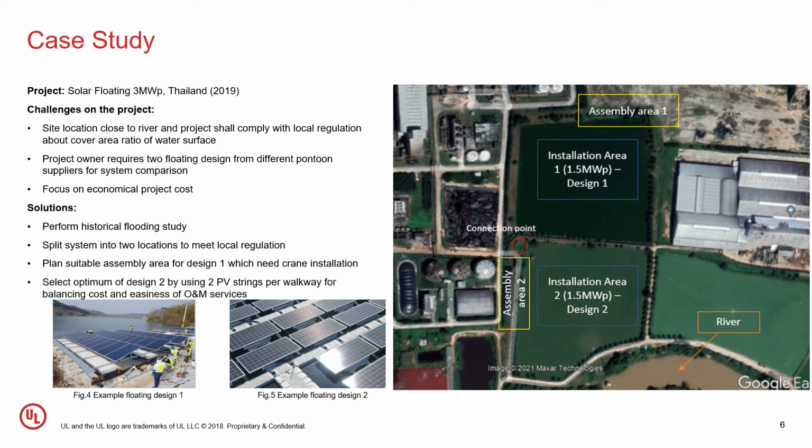And to solve the project budget concern, we have to find the optimum design of the system. In figure 5, this is an example of floating design number 2. So the supplier provides you the option to select the walkway, how many PV strings per walkway: 4 in a row, 2 in a row, 1 in a row. But to balance between the project budget and the services, in this project, the project owner selected 2 in a row.